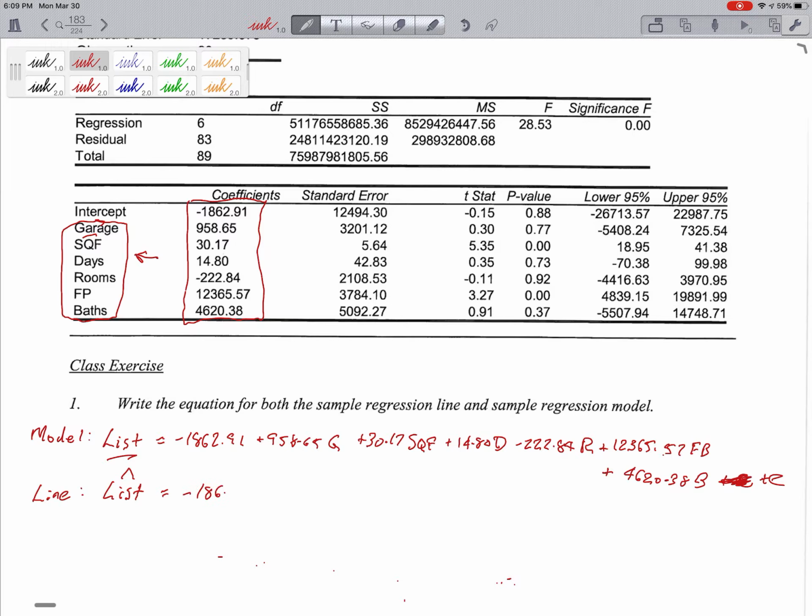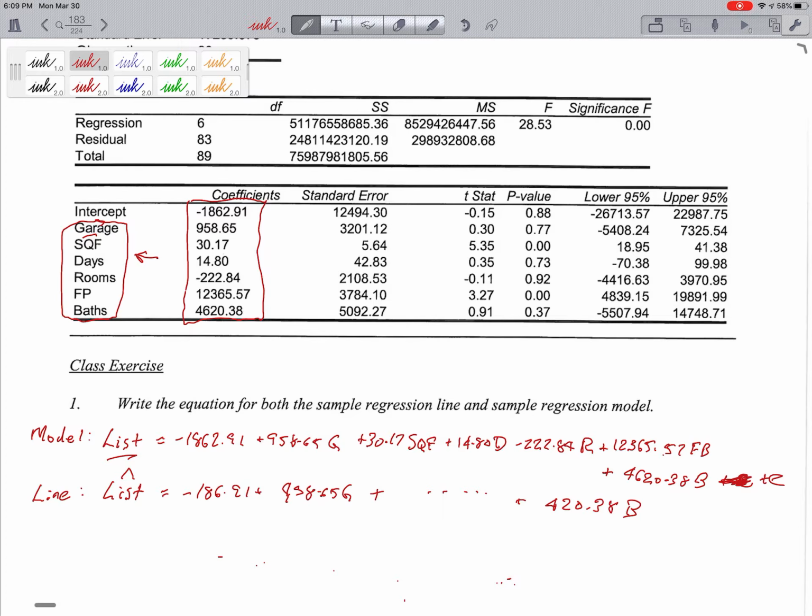And the actual values then on the line is minus 1862.91 plus 958.65 times garages plus ... plus 4620.38 times baths. And that's where we end, because these are the points on the line.